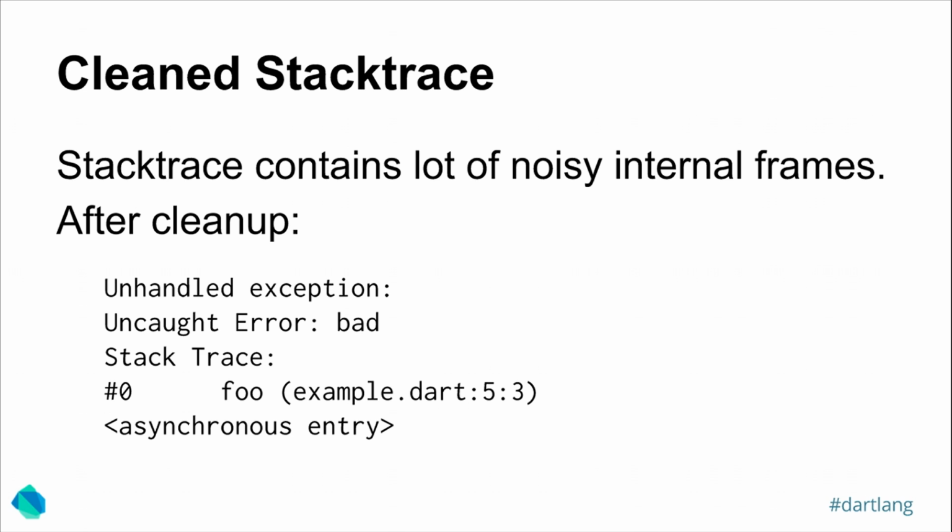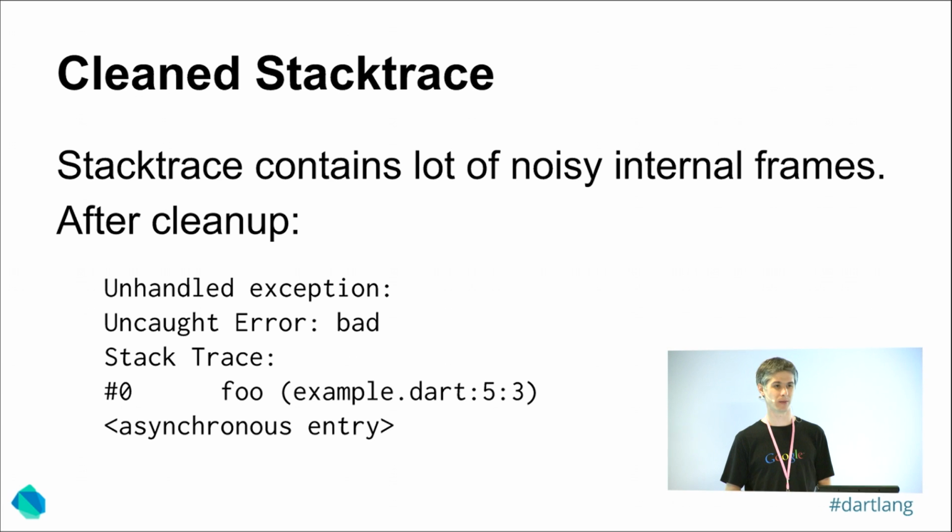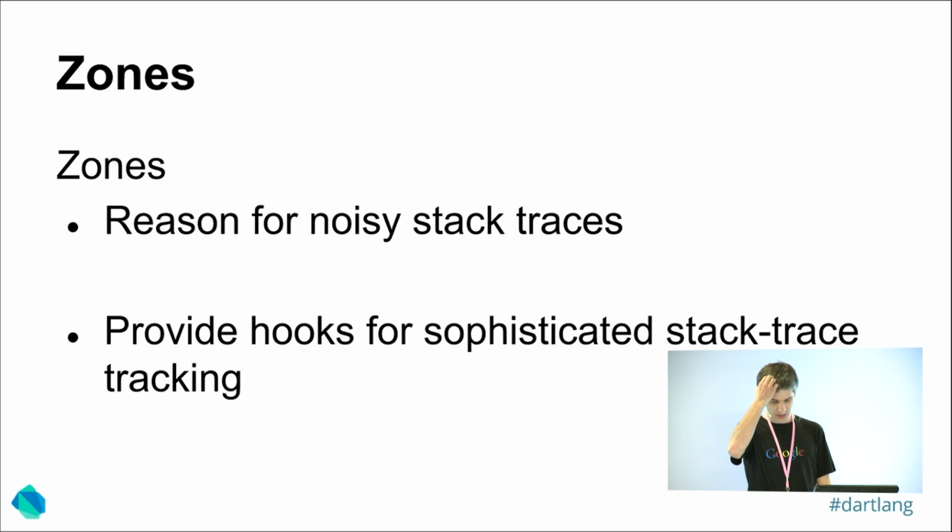After the cleanup, we see there's one frame, and it's foo. But it doesn't tell us where this foo comes from, or why. Basically, it doesn't help us a lot. What's interesting is that the reason for all these internal noisy frames that you saw before is zones. And these zones, while they are noisy and annoying, and we will try to make that better in future versions, they also give us sophisticated hooks to track stack traces and do other fancy stuff.